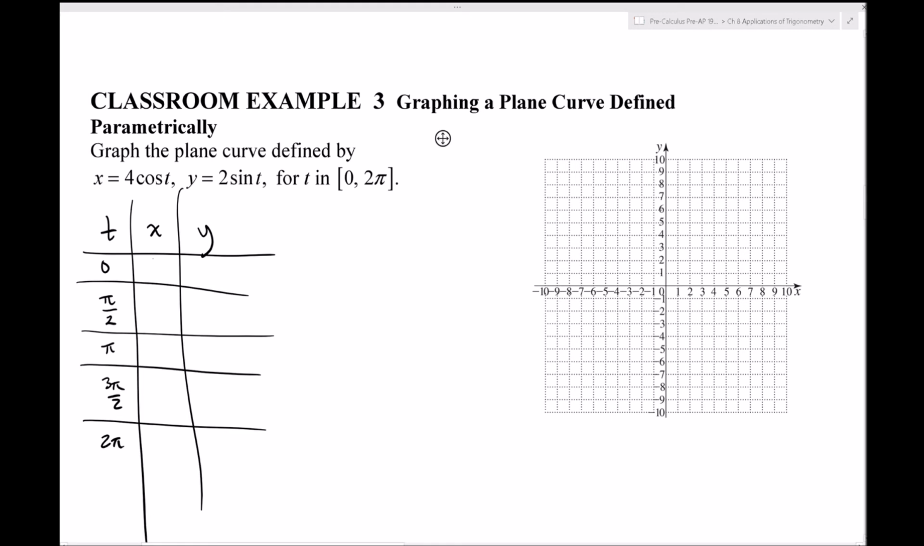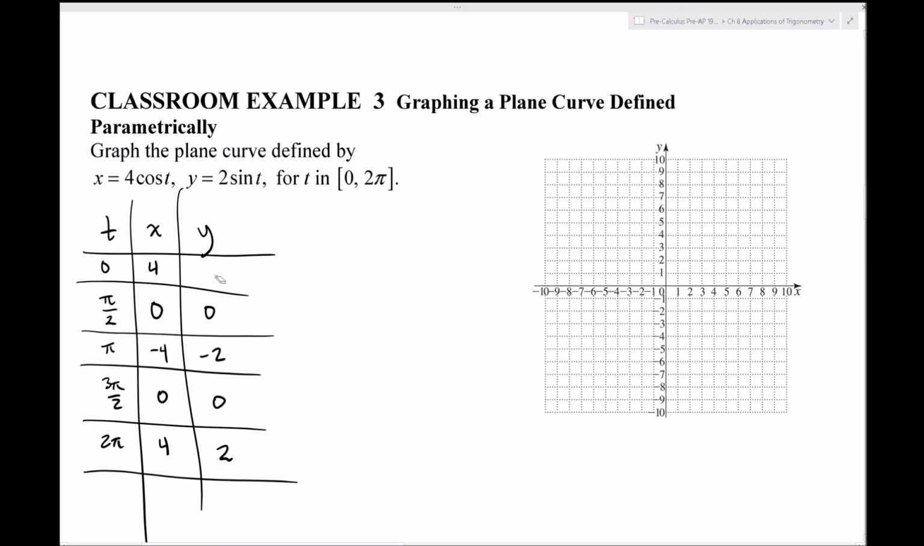So this is 4, 0, negative 4, 0, 4. You don't remember? Look back at chapter 6 and graphing sines and cosines. Remember the pattern for sine? Pattern for sine was 0, 1, 0, negative 1, 0. So this is 2, 0, negative 2, 0.